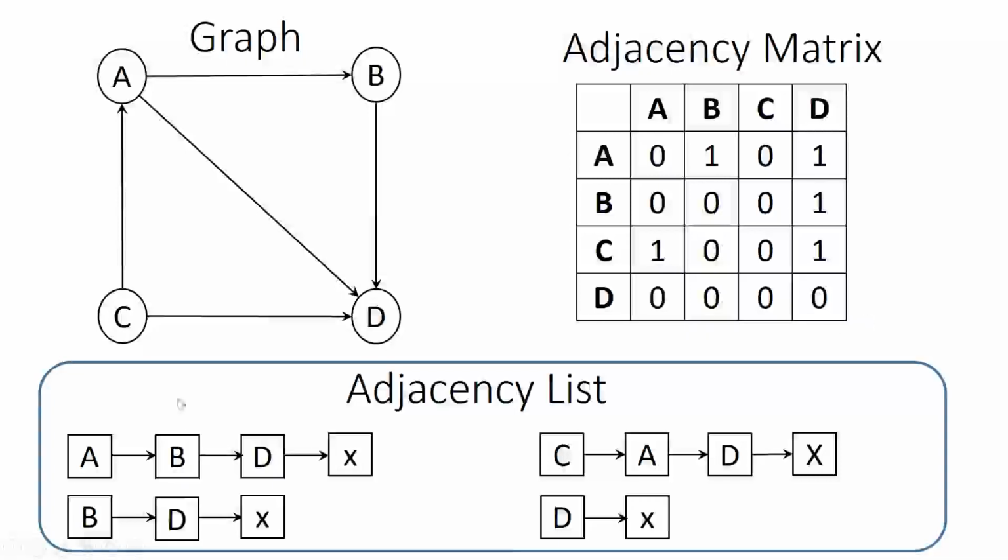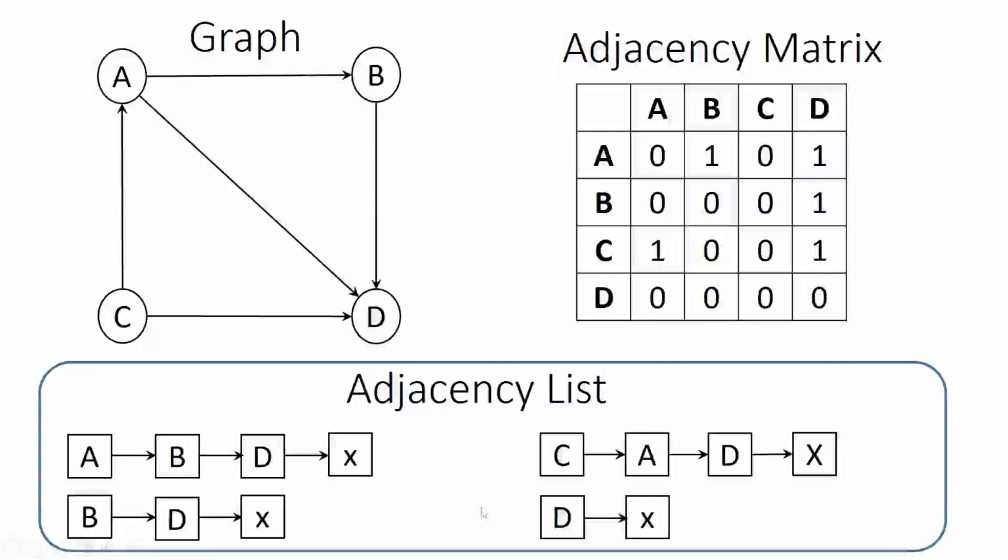Okay. And because D is a sink, if you see it as a row, the fourth row is all 0. Now coming to your adjacency list, because A is connected to B and D, we will have A, B, D, null pointer. So B to D and null pointer, C to A and D, null pointer, D nothing because no outgoing edges are there. So null pointer.